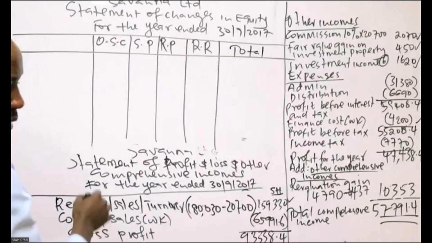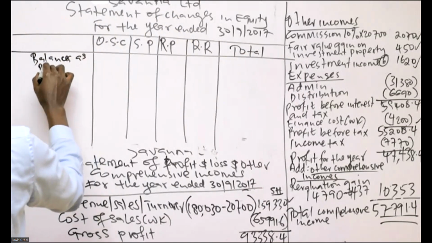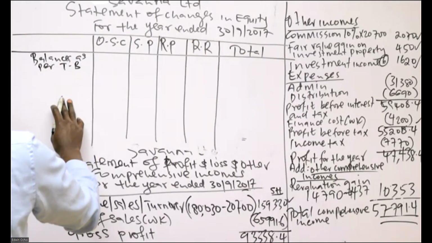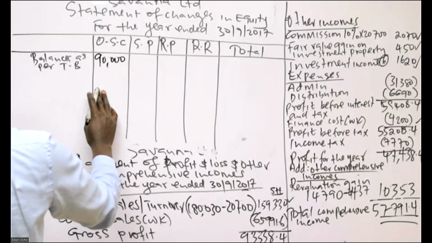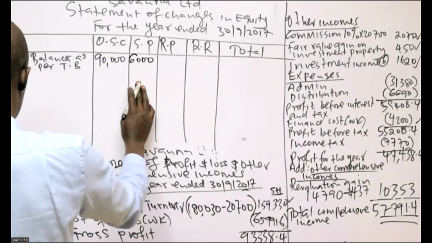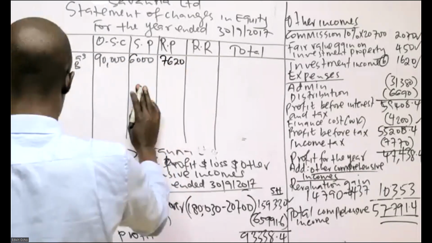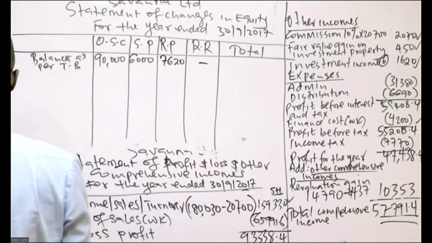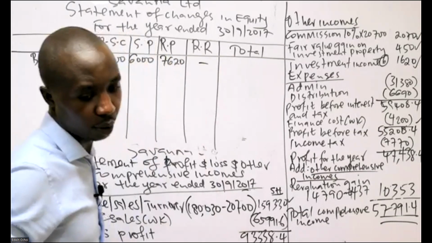So we start with the balances as per the trial balance. Ordinary share capital, 90, share premium 6, and retained profit 7620. This one is not there in the trial balance, but it's in the additional information, the revaluation reserve. Give me the total.